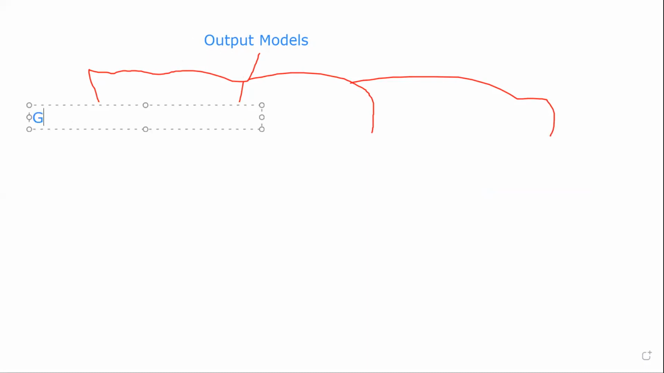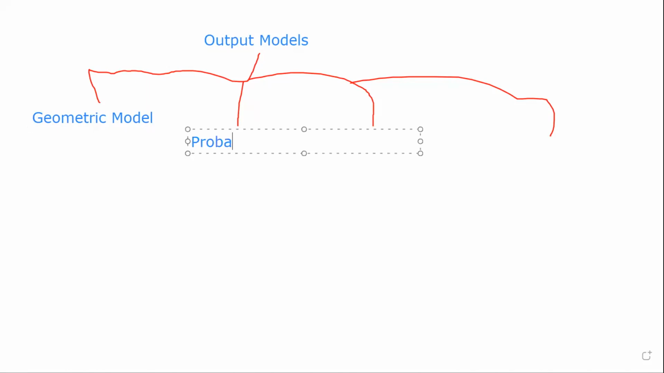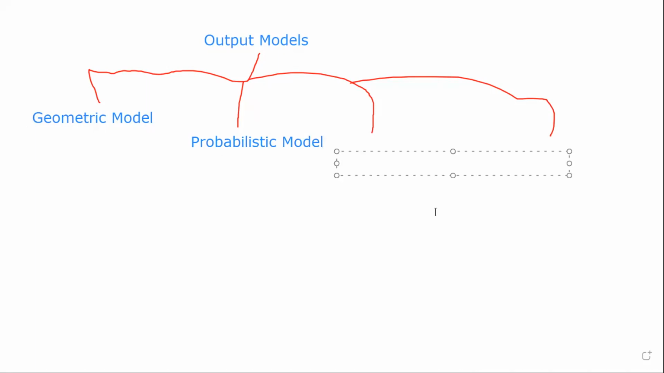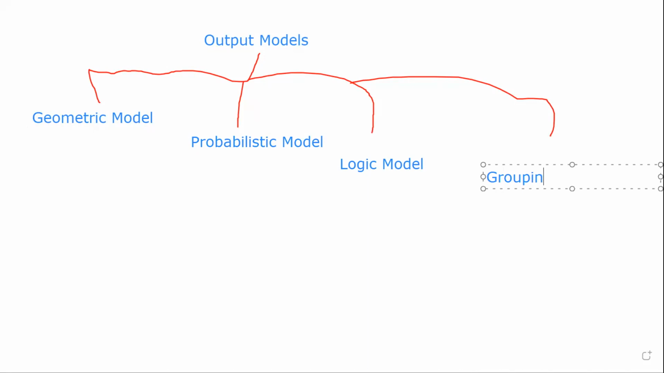One is geometric model, probabilistic model, logic model, and the last one is grouping and grading model. We have already seen geometric model and probabilistic model. Let us see now the other two, what is called logical model and grouping model.